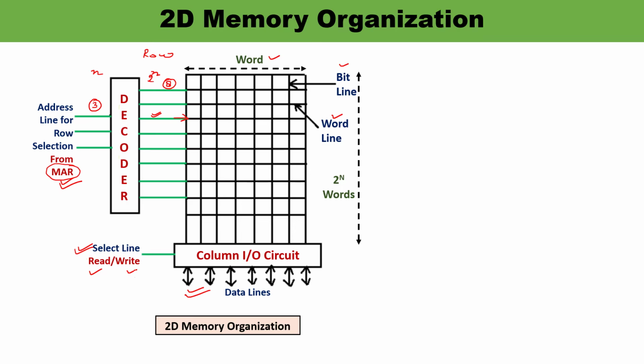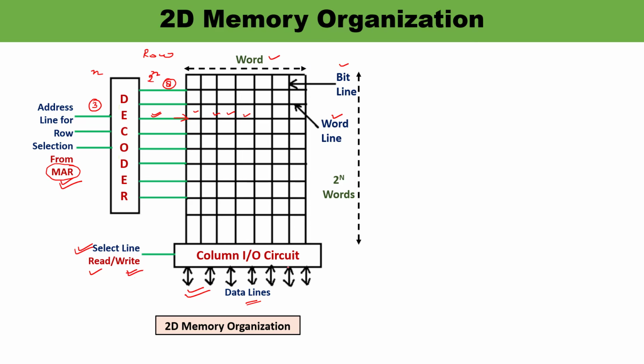When the write control signal is given, in this particular case, write means writing the content into the memory. So the data which is available in this data line is being written into the respective location of the memory. And the address will definitely be obtained from the memory address register. So the row which is selected, either a read or write operation can be performed via the data lines, meaning data will be carried by the data lines only.